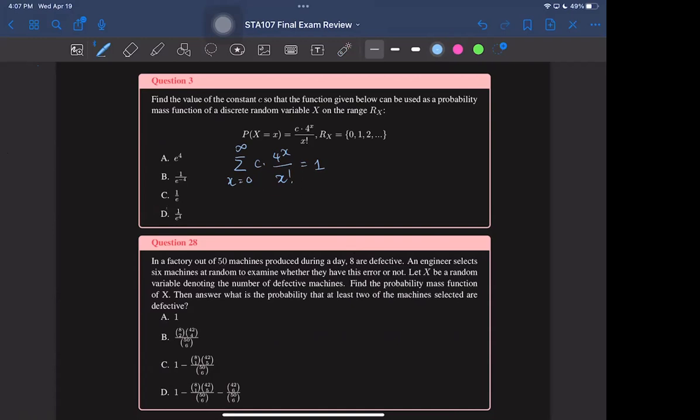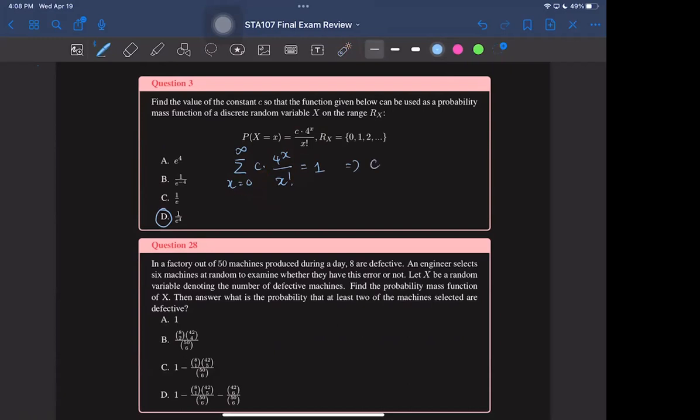That is correct. So in order for this function to be a valid PMF, the summation over the range of x, which starts at 0 and ends at infinity, has to add up to 1. So here I have the range of x from 0 up to infinity, and I copy down the function that we are given. Again, c is a constant, so I can pull it outside the summation.